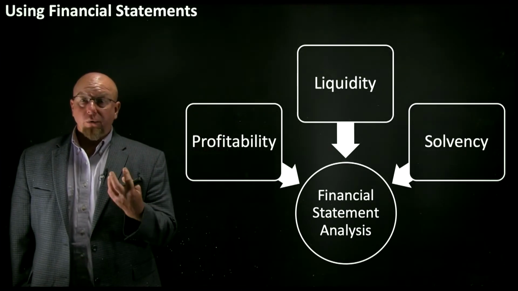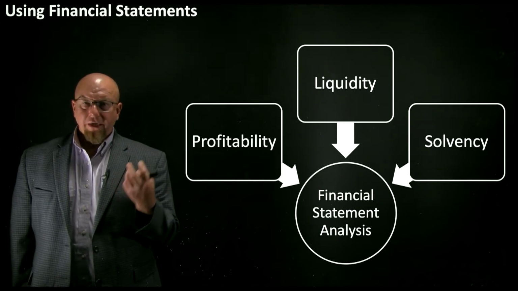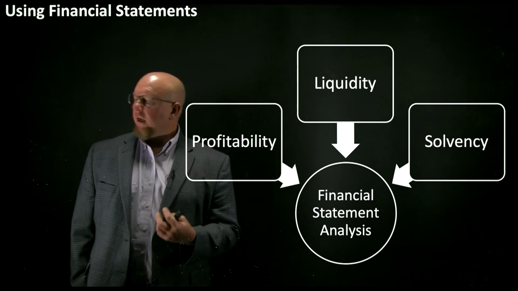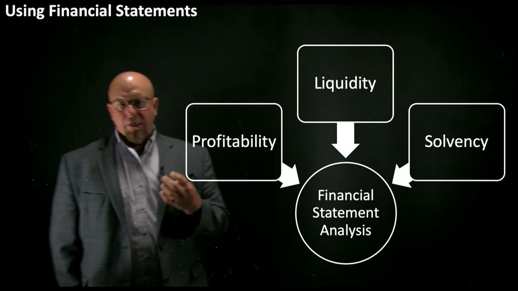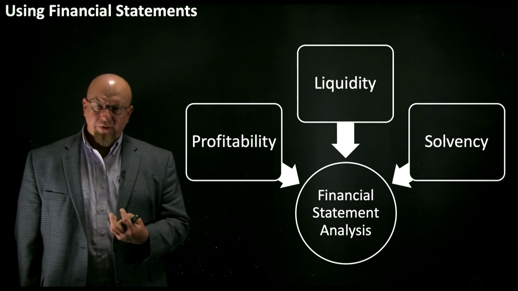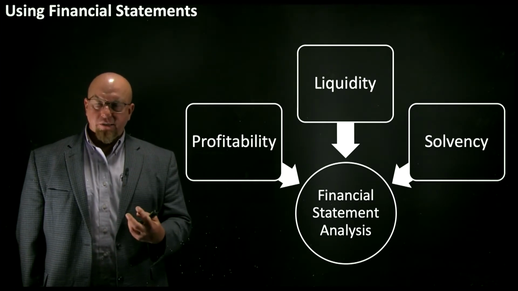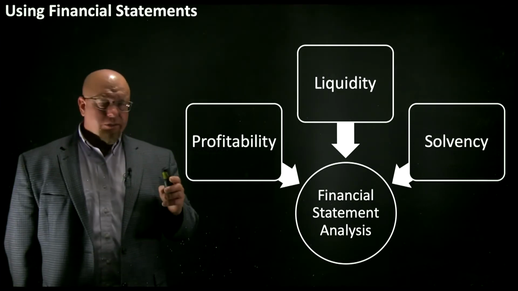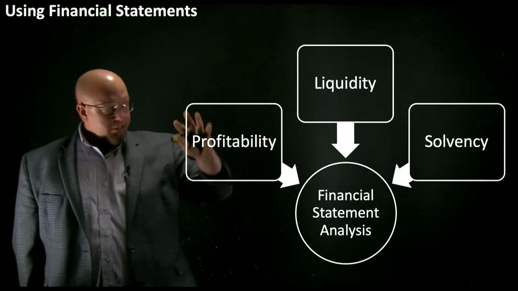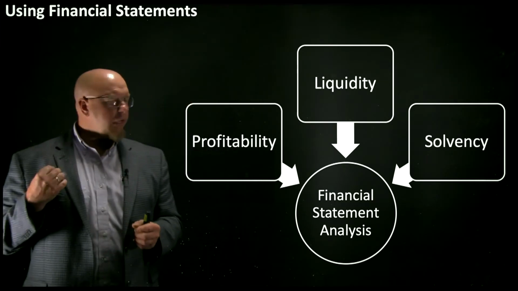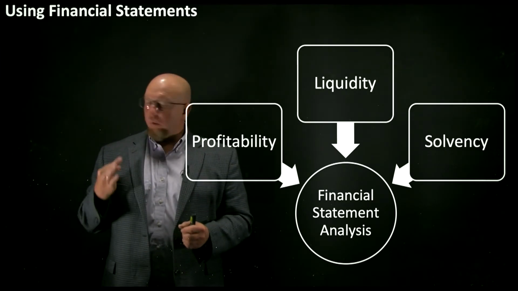Ultimately, what we want to do with external financial reporting is to be able to use this information to make decisions. One of the major things that we're going to explore throughout the semester is how do we use the information from financial statements to make decisions. We'll go into it in detail in the classroom, but I want you to understand that there are three broad categories: profitability, liquidity, and solvency.